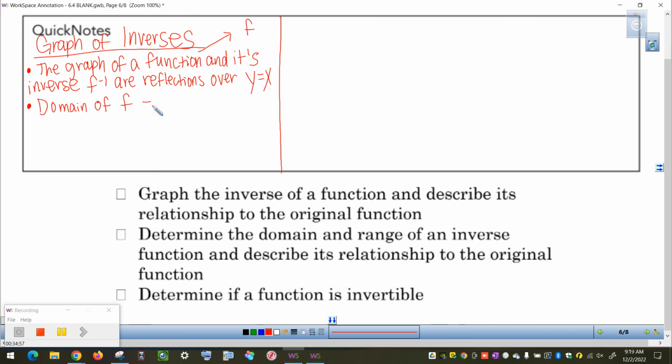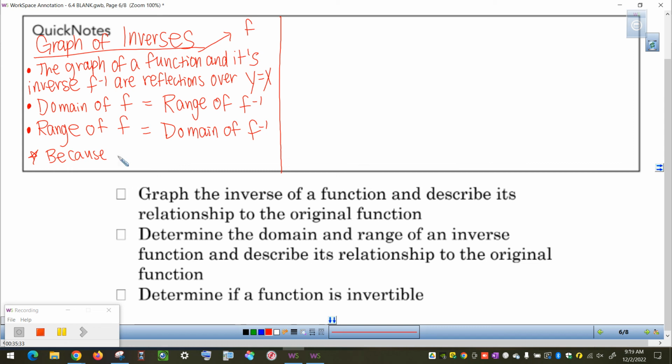All right, we also saw that the domain of f was equal to the range of f inverse, and the range of f equals the domain of f inverse. And this is all happening because the inputs and outputs switch.